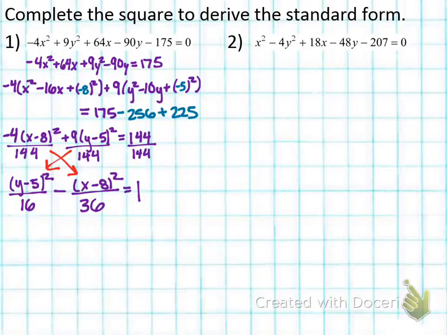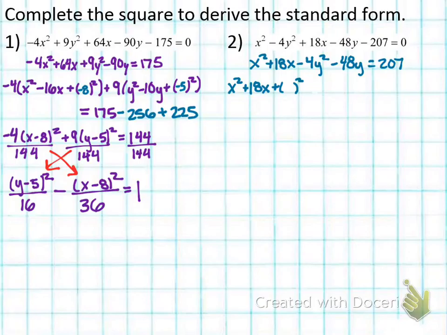Number 2 is very similar. I'm going to start by rewriting it with the constant on the right, and I grouped my x's and y's as well. Then I'll leave space to complete the square here. A is already 1 for my x's, so I don't have to factor anything out. But for my y's, I have a negative 4 in front, so I'm going to factor out the negative 4. I'm left with y squared plus 12y, and I leave a space to complete the square.